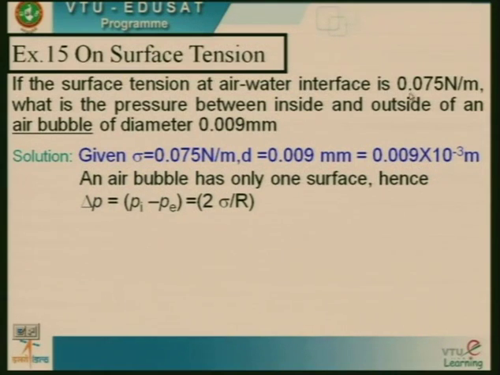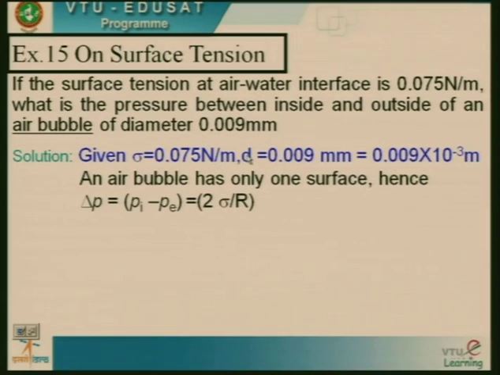Let us see one more question on surface tension. If the surface tension at the air water interface is 0.075 Newton per meter, it means he has given you the surface tension. What is the pressure difference between the inside and outside of an air bubble of diameter 0.009 mm? Very simple question. He is asking you the excess pressure for the air bubble. The formula here, as I mentioned, is Pi minus Pe equals 2 surface tension by R. What is given, my dear friends? Surface tension is 0.075 Newton per meter, force per unit length.